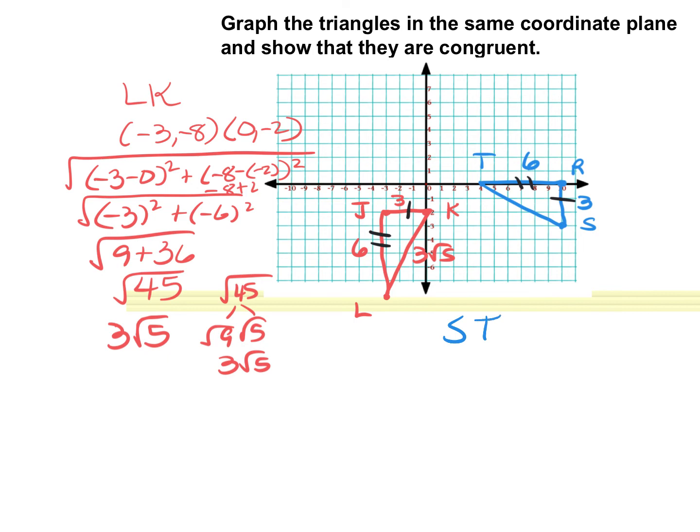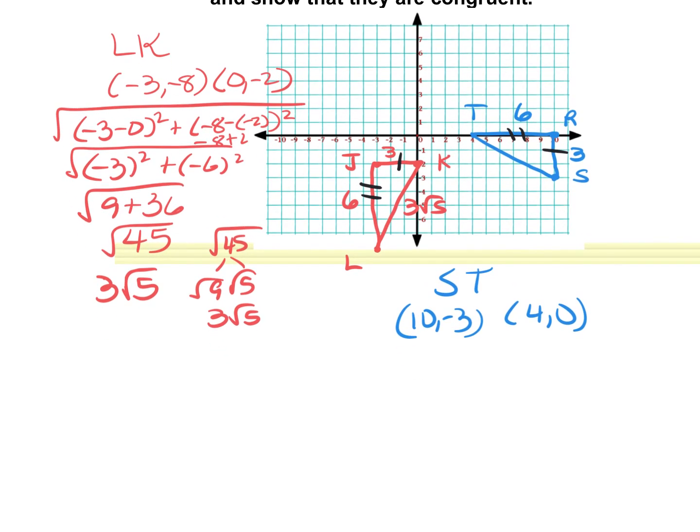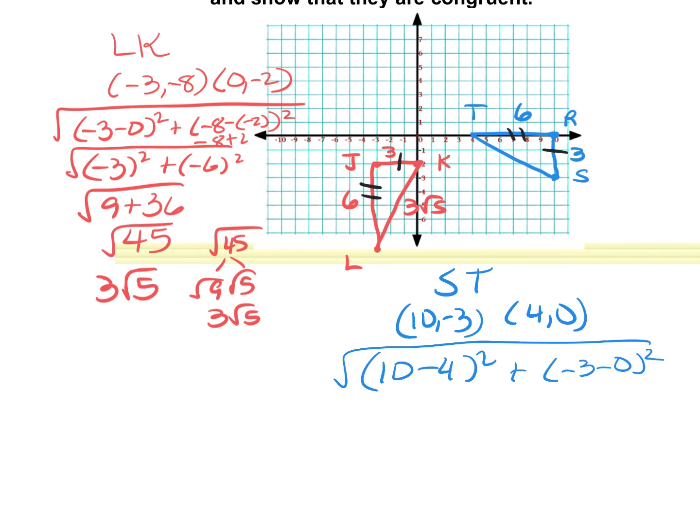So S is the ordered pair (10, -3), and T is (4, 0). Now let me plug it into the distance formula. I'm going to do the distance formula for ST: subtract my x's and square them, subtract my y's and square them, and then take the square root.